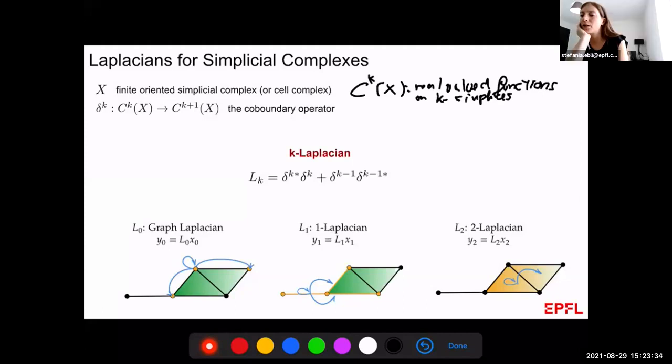And then we consider delta K, the K co-boundary operator, which is an operator going from the real value function of the K simplices to the real value function of the K+1 simplices. I also won't go into details on how to define this operator, but one can think about it as how to attach a function in a lower dimension to a higher dimension. And the K-Laplacian can be defined as follows.